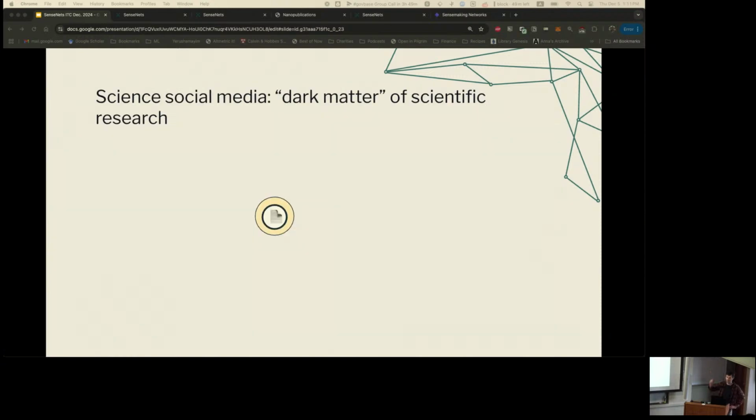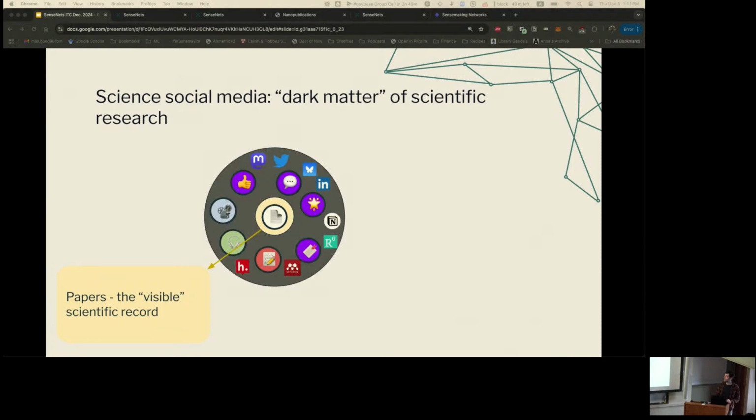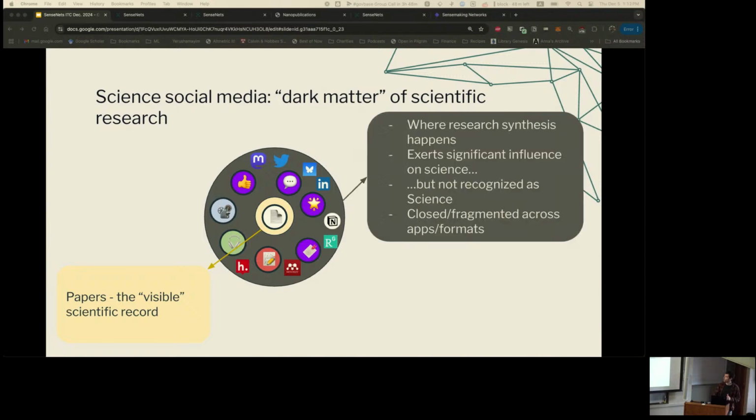So yeah, this is the reason I also called it here the dark matter of scientific research, because we have the visible scientific record, the papers, the citation networks that we're all familiar with. But papers are surrounded by this dark matter of science social media, which is actually where a lot of the research synthesis is happening. People are interpreting results, they're debating things, they're discussing new findings, and it exerts real influence on science.